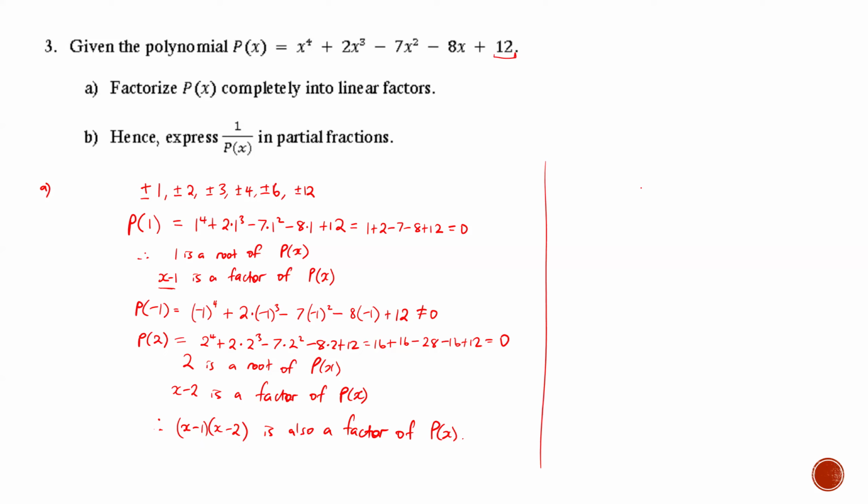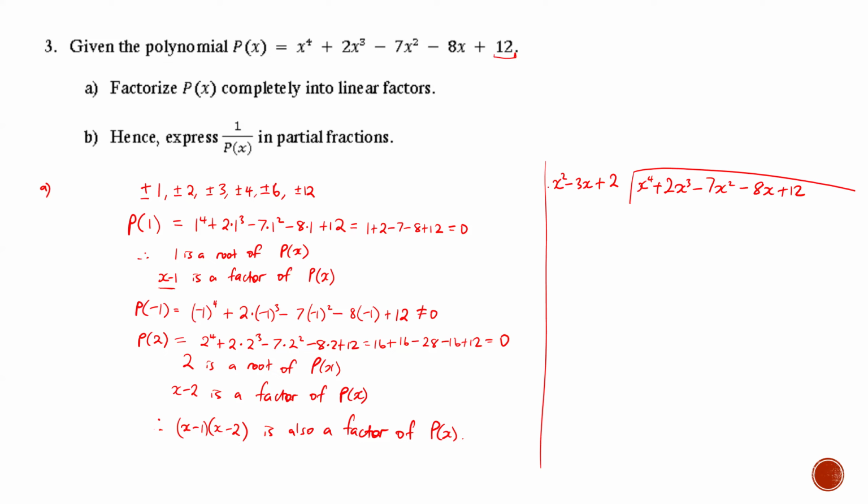We're going to divide x to the power 4 plus 2x cubed minus 7x squared minus 8x plus 12 by the product of x minus 1 times x minus 2, which when you expand is x squared minus 3x plus 2. So we use long division. It's the most straightforward way, but there are a few other ways you could use, but long division is pretty simple to use. So let's do that.